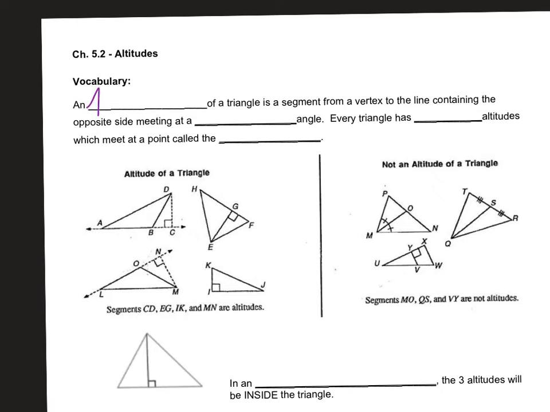An altitude of a triangle is a segment from the vertex to the line containing the opposite side, meeting at a right angle or perpendicular angle. So right, or 90-degree angle. Every triangle is going to have 3 altitudes.